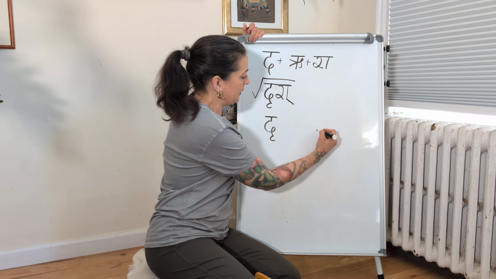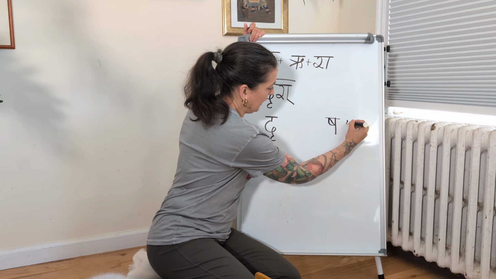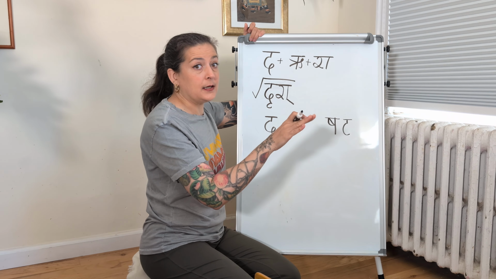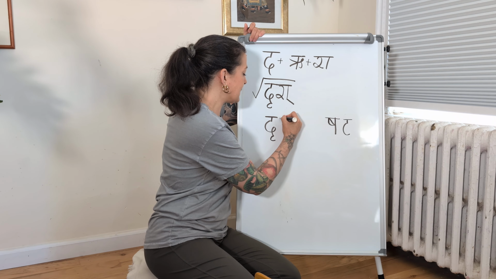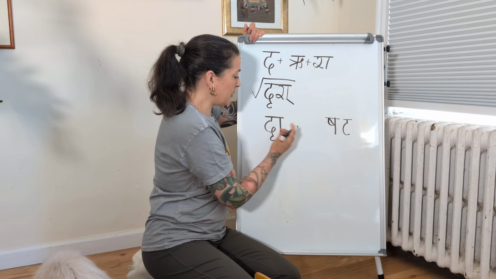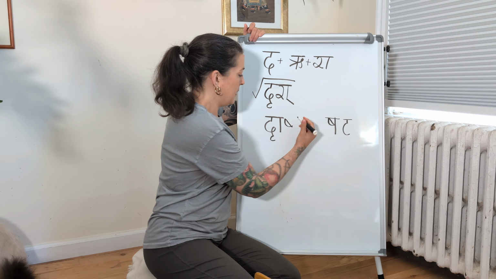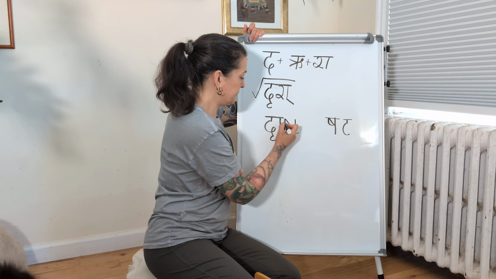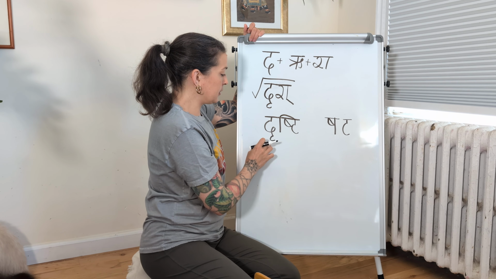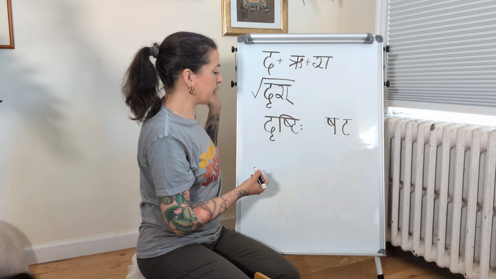So this sha is going to change to this sha and this ta. Oh, and because it's drishti, we have to actually start with the staff that's going to indicate the E sound at the end. So I'm going to start with that staff, then I'm going to write half of this sha, then I'm going to connect it to the ta, then I'm going to flag it. So we have drishti. That's the E sound. And we're going to add a little aspiration.